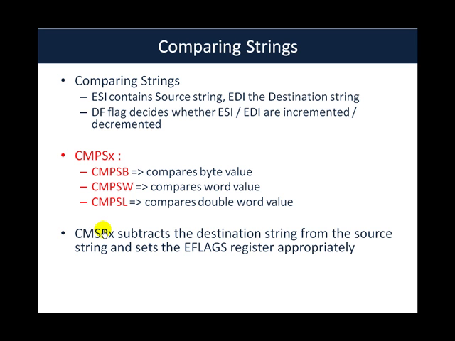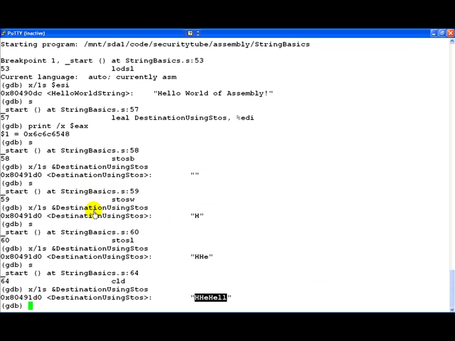So I would say when looking at the CMPSX series of commands, think about string compare, the C library function which is available, using which you're able to compare two strings. So this is very similar in approach. Let's look at a demonstration.